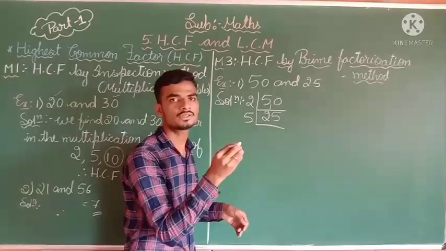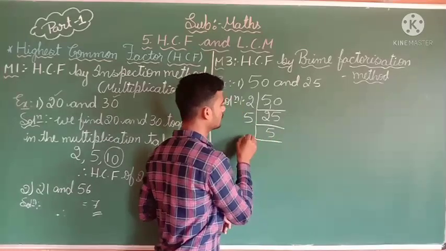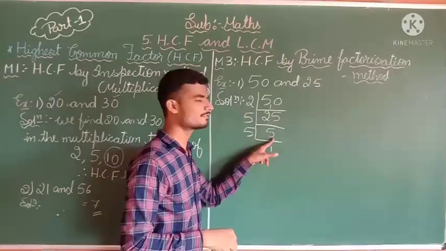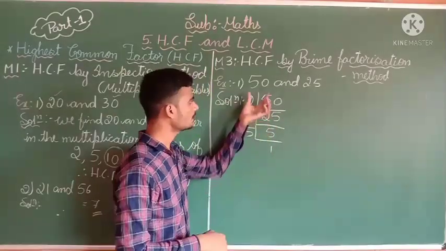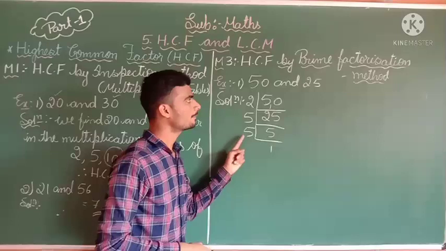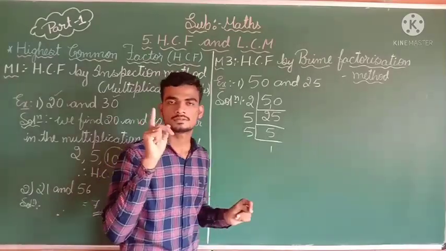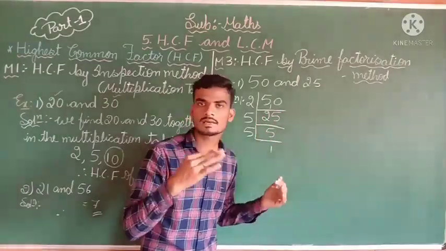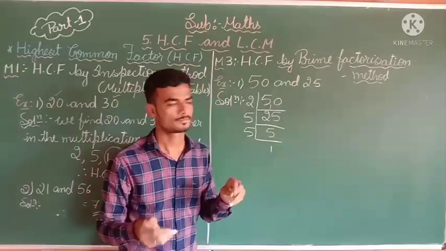5 how much are 25? 5 5s are 25. Then 5 1s are 5. 5 5s are 25. 5 25s are 50. Now this completes. These are the prime factors. These are having only two factors, the number itself and 1.